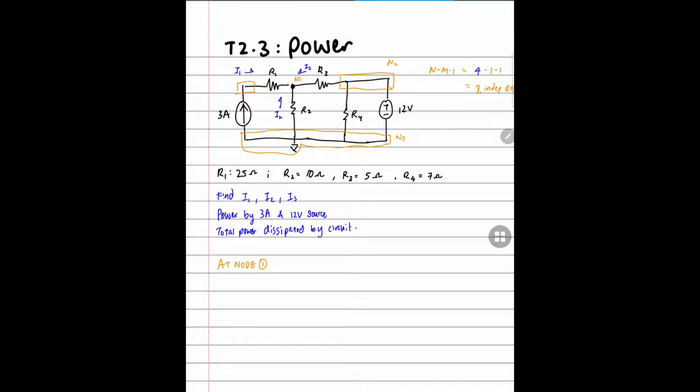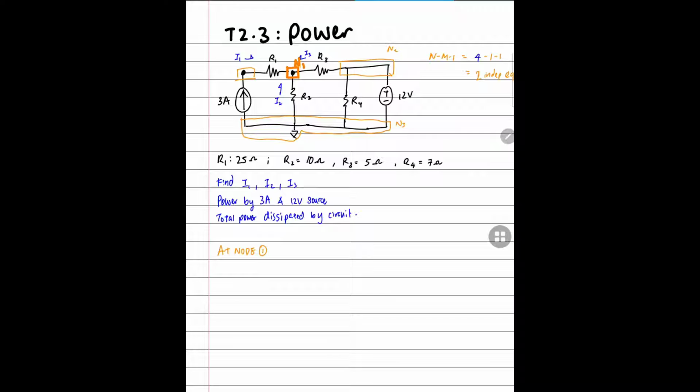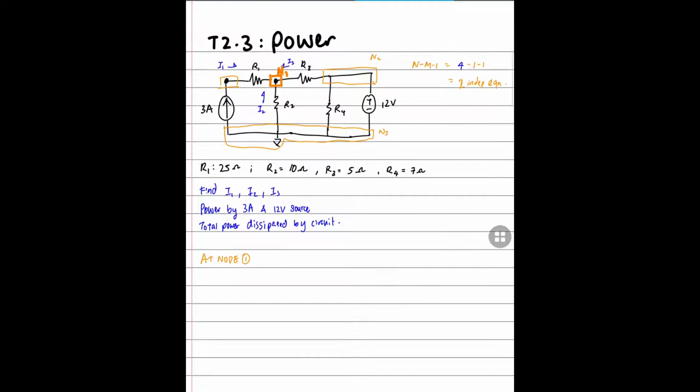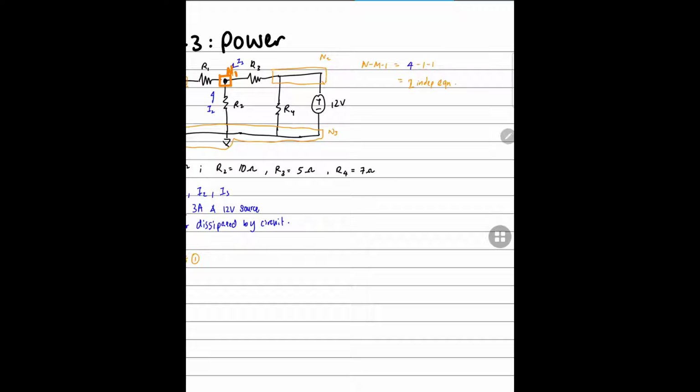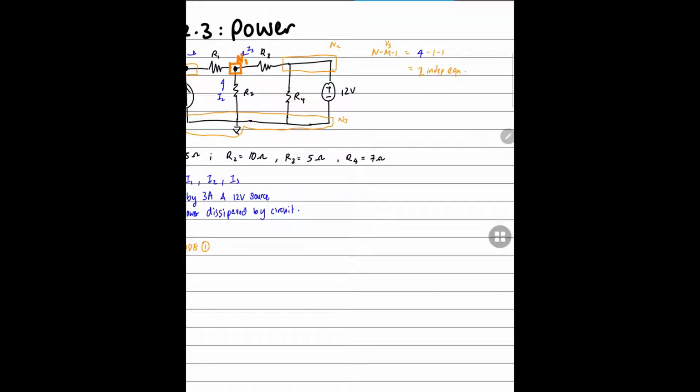As you can see, the question has already hinted that we need to use the node voltage method, shown by the black colored dots. For simplicity's sake, I have circled the nodes in orange boxes. In case you cannot see node 1, let me box out node 1. By the node voltage method, we require n minus m minus 1, which is 4 minus 1 minus 1, where m is the number of voltage sources.